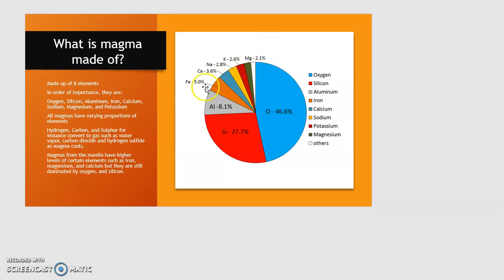What is magma made of? It's made of 8 elements in order of importance. They're mostly, as you can see in the diagram, oxygen and silicon, and then the other 6 make up the rest of it. Magmas from the mantle have higher levels of certain elements such as iron, magnesium, and calcium.